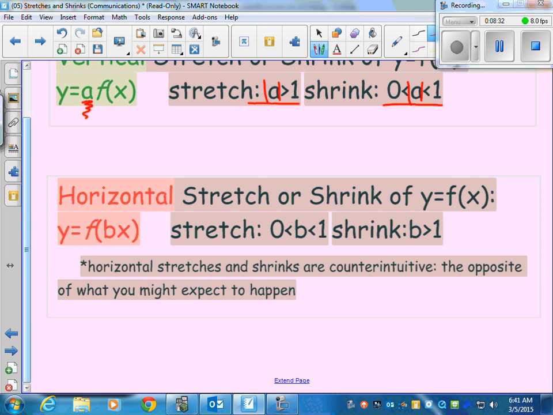The horizontals are always the more difficult transformation. We've got our multiplier on the inside, and you just have to remember that head shake rule. Don't trust what you see. Do an opposite operation for that multiplier. So it's actually a stretch by the reciprocal of b if b is a fractional value, and it's a shrink if your b value is greater than 1, because you do have to apply the reciprocal before you apply it to your function.